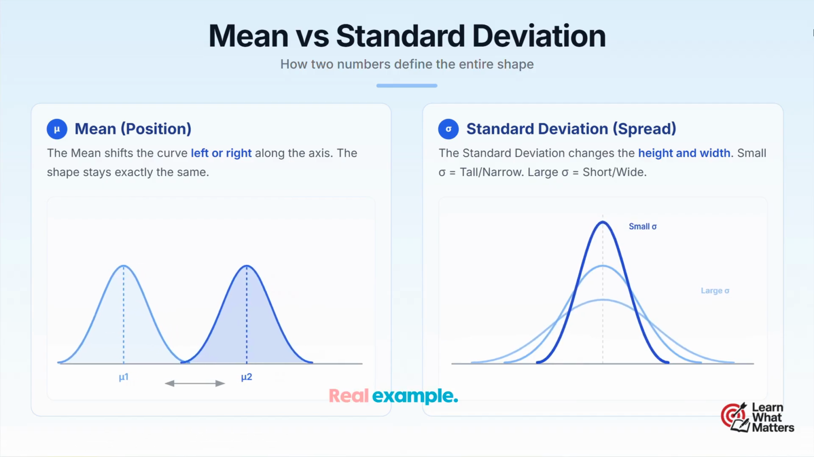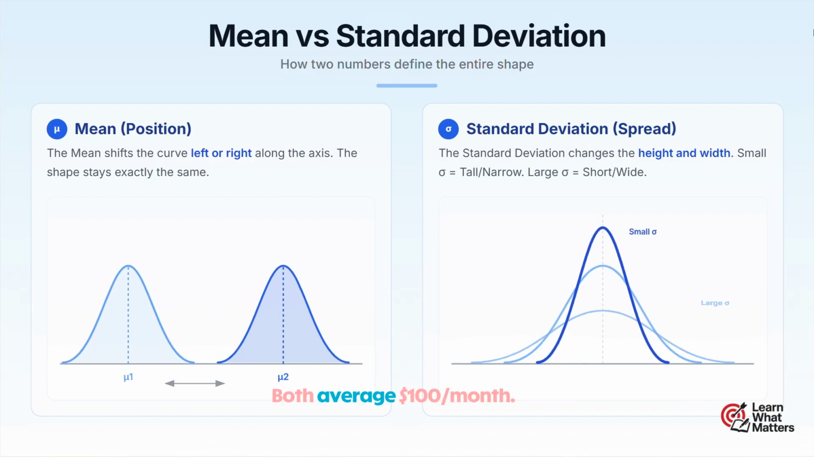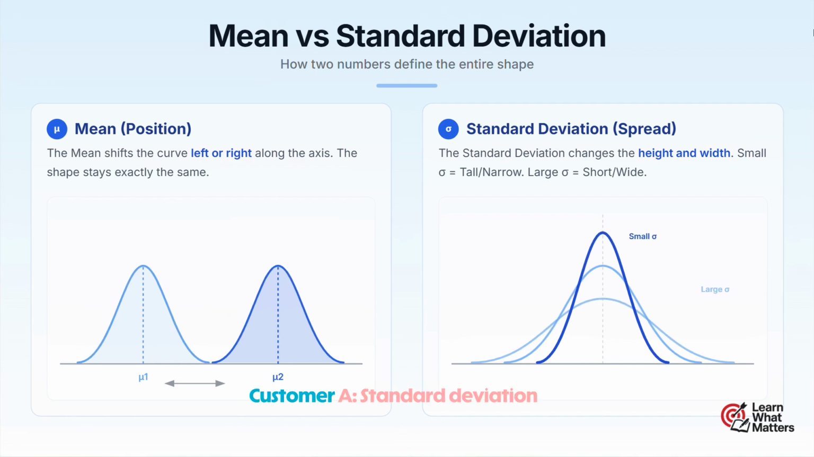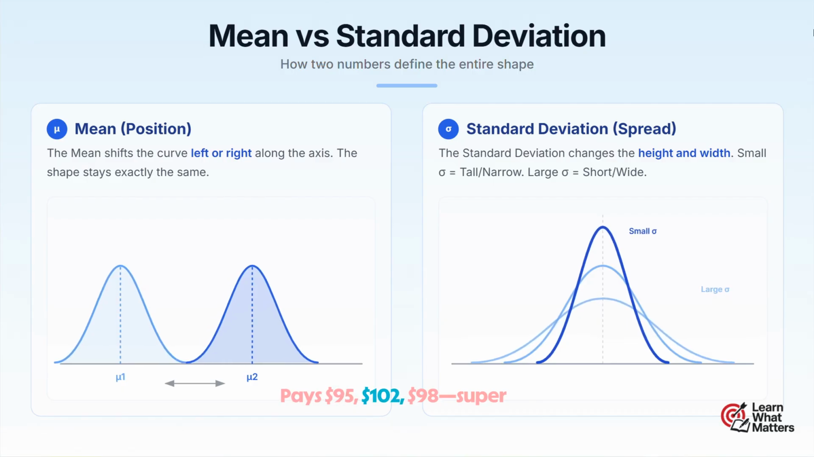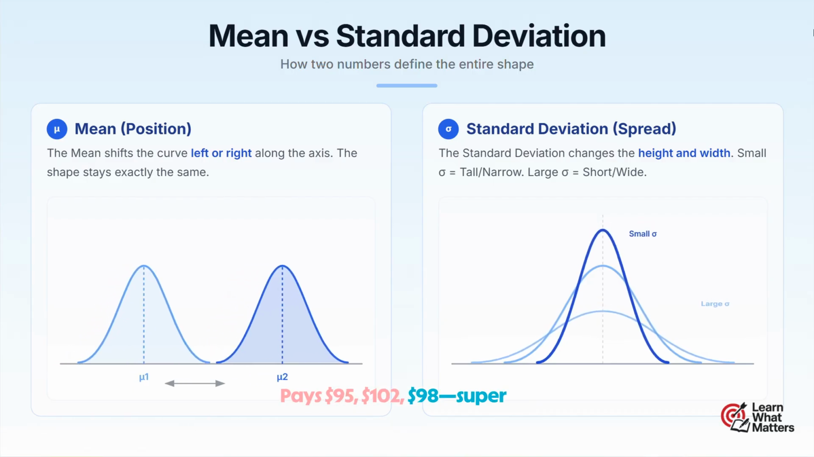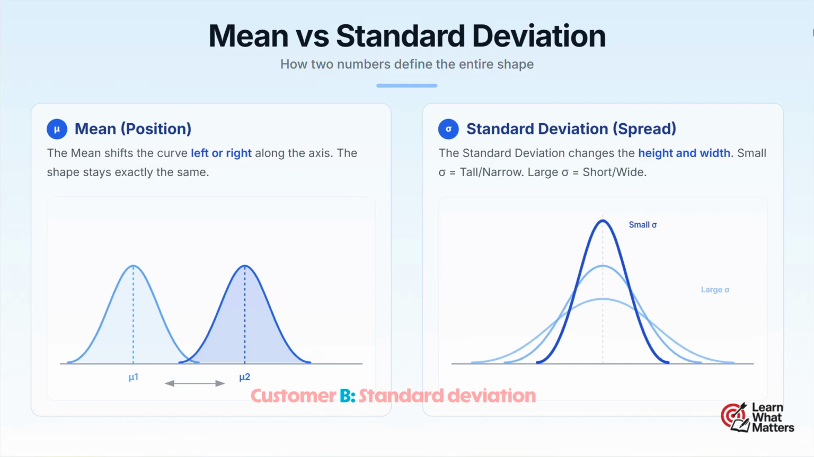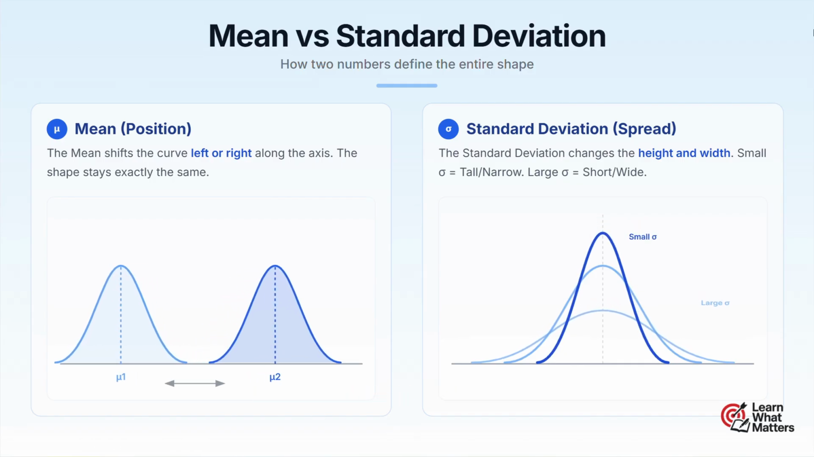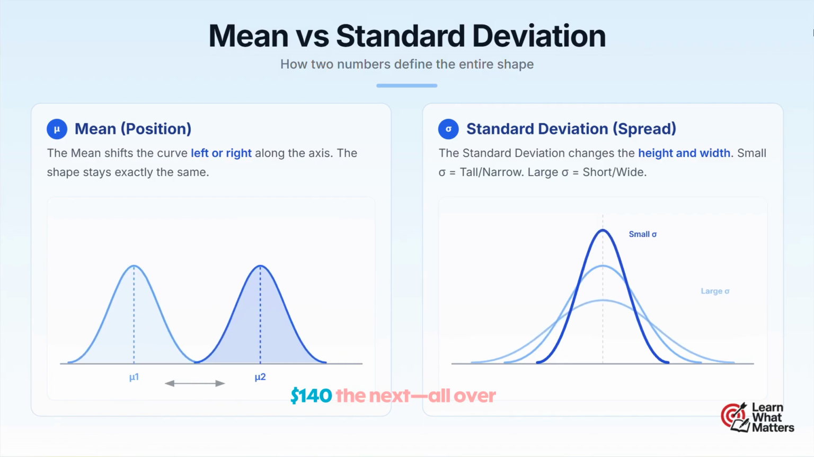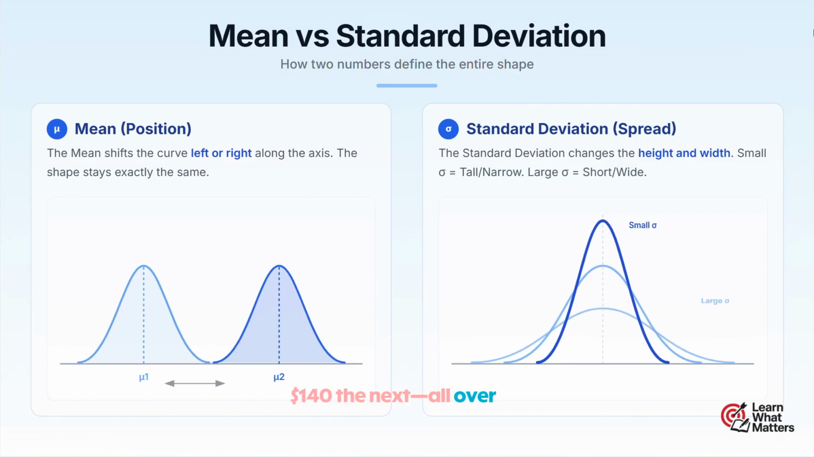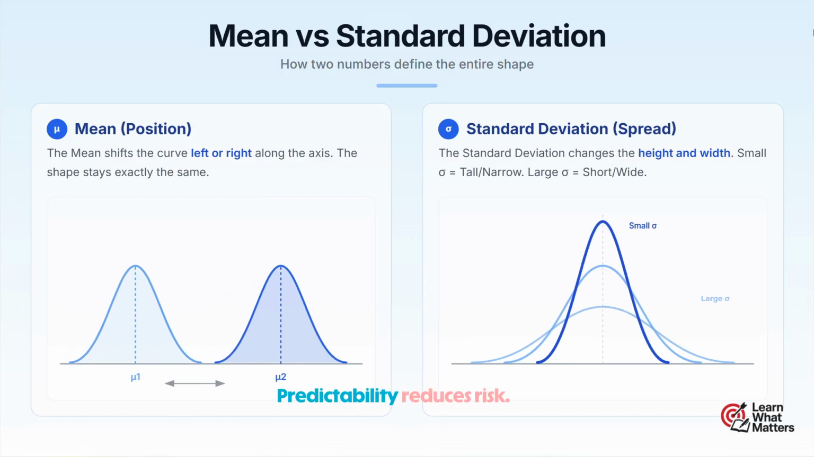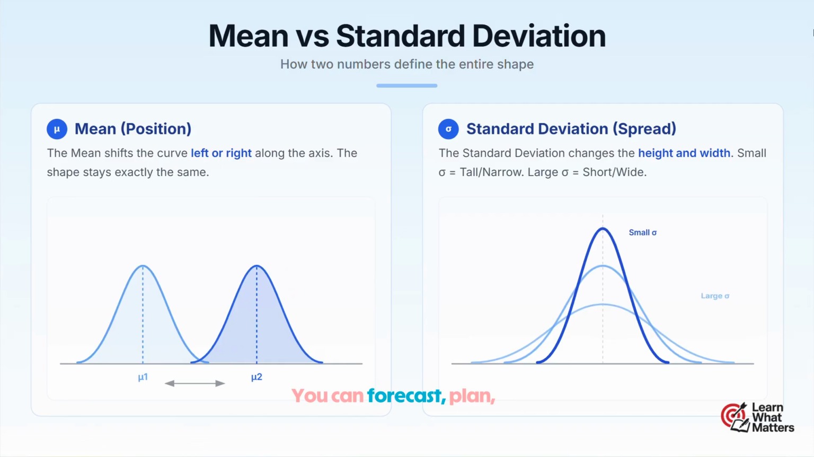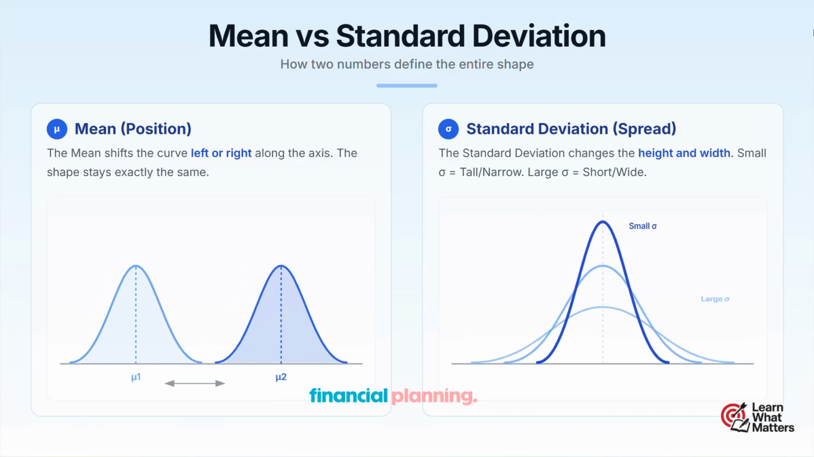Real example. 2 subscription customers, both average $100 a month. Customer A, standard deviation $5, pays $95, $102, $98, super consistent. Customer B, standard deviation $40, pays $60 one month, $140 the next, all over the place. Which customer is more valuable? Customer A. Predictability reduces risk. You can forecast, plan, budget. Customer B's volatility kills financial planning.